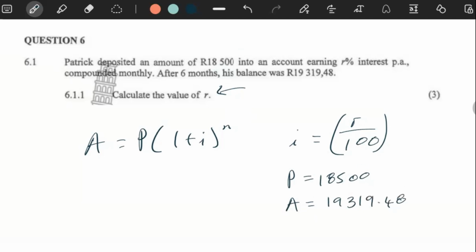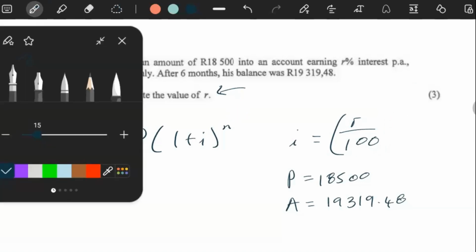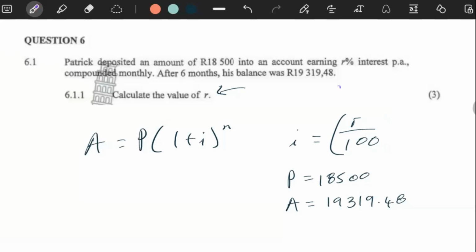The interesting part of this question is that the interest is compounded monthly. So as long as your interest is compounded monthly, it means that where we see i in our formula, we need to be careful that down here where the 100 is, we need to have a 12. Because if your interest is compounded monthly, the value of r percent always has to be divided by 12.